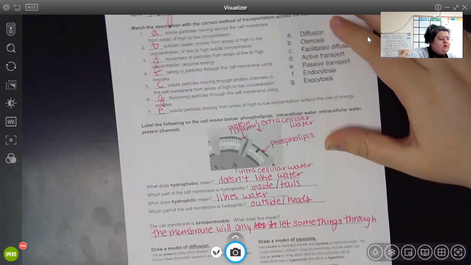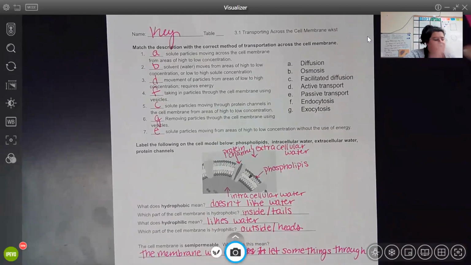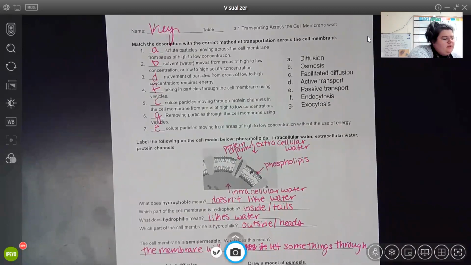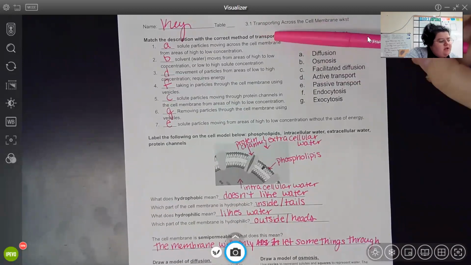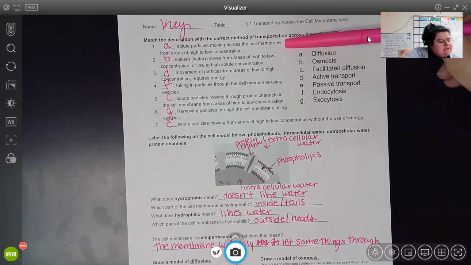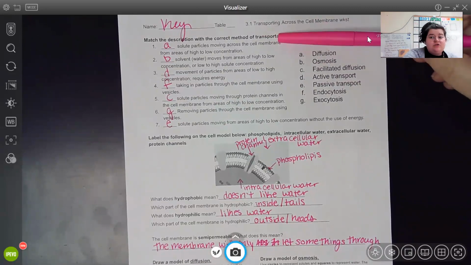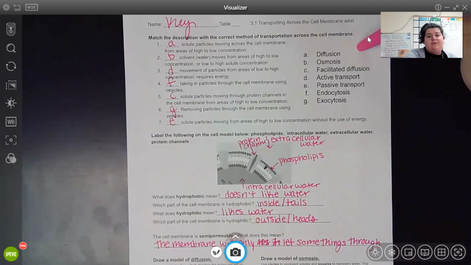So in this video, we are going to be going through our transport worksheet. So going through our matching the description, we have solute particles moving across the cell membrane from areas of high concentration to areas of low concentration. That is going to be diffusion. So going from high to low, just moving across the membrane, straight old diffusion.